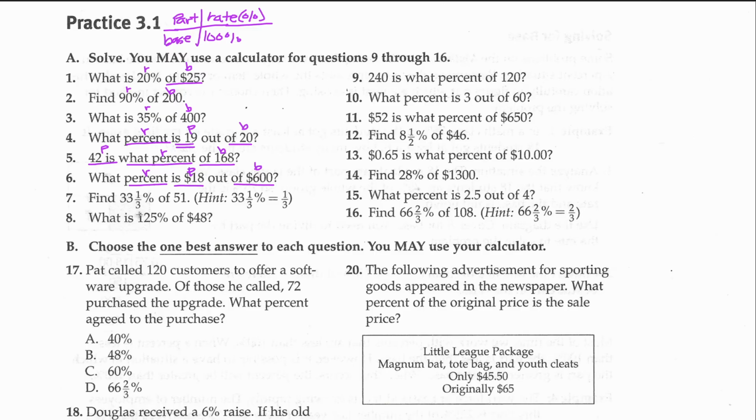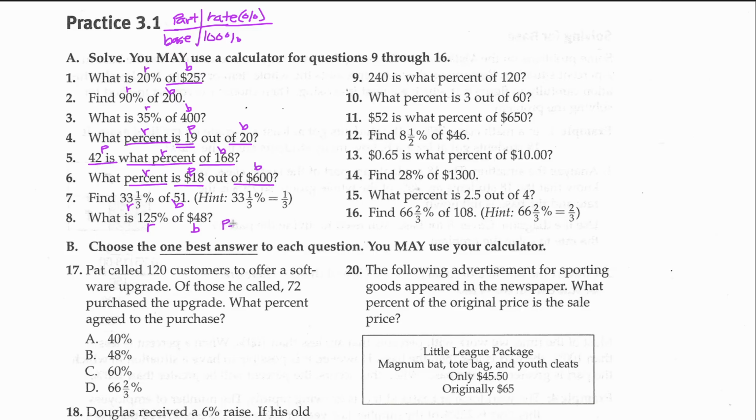Going to number 7, find 33 1/3%. It's given to you as the rate, of 51. So that's going to be the base. The missing is the P, the part. Number 8, what is 125%? That's the rate, of $48. So $48 is the base, and in this case, you need to look for the P.